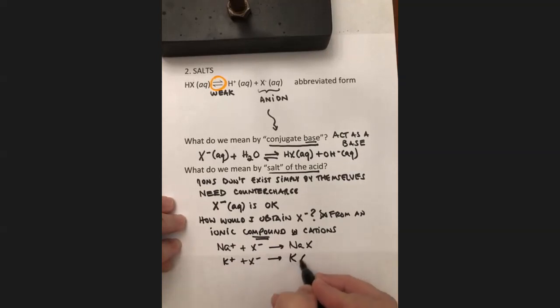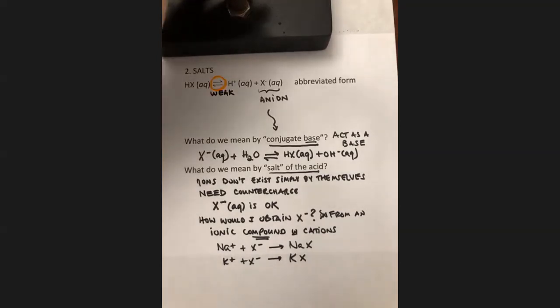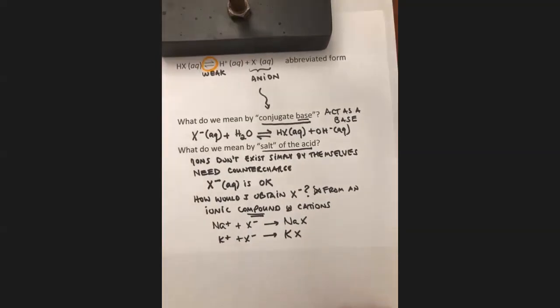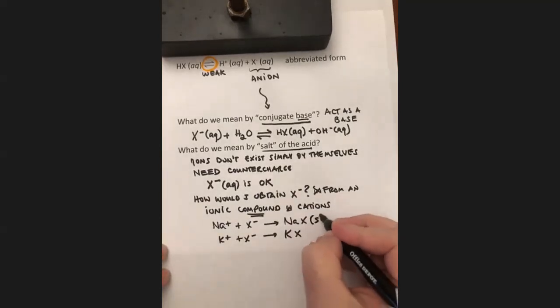giving me KX. And what is the property that we know about ionic compounds? Physically, what is their physical state? Because of the intense force of attraction between them, and because of the tremendous thermodynamic push to stabilize it in the form of what we call a crystal lattice, these are going to be solids.